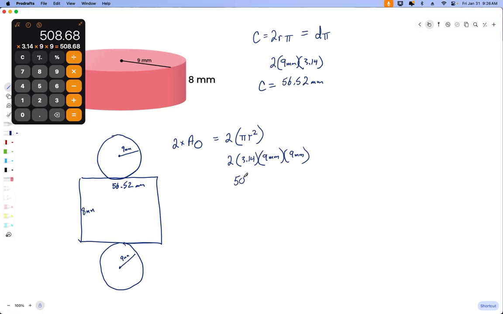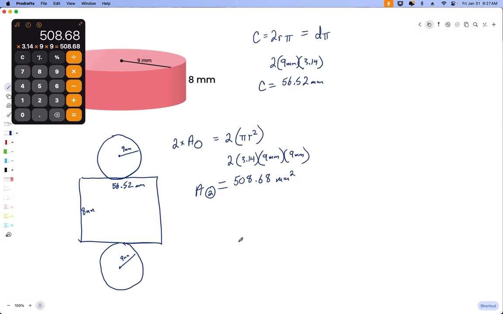That's 508.68 millimeters squared. That is the area of both of your circles. We did both of them at the same time because they're just alike. We can multiply by 2. So there's the area of our circles. So we could say the area of 2 circles, if we wanted to, is equal to that.